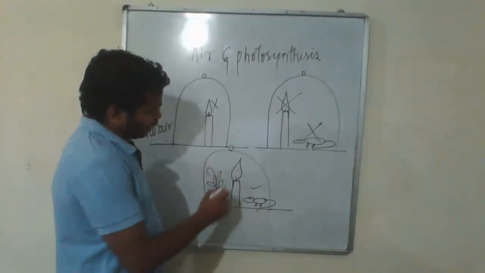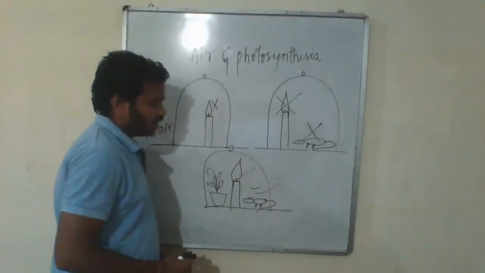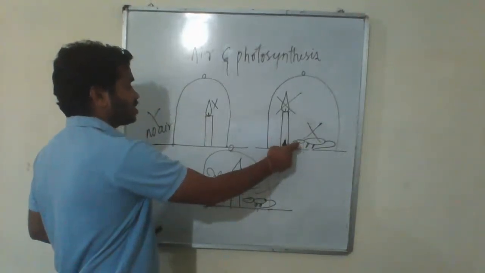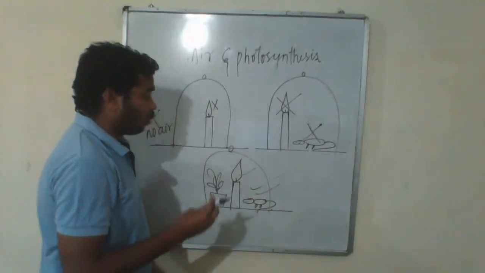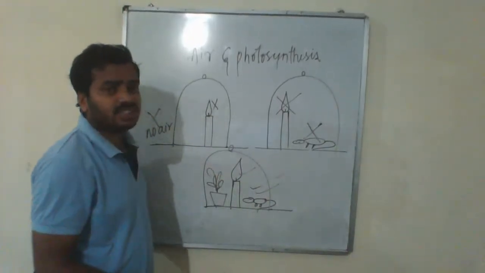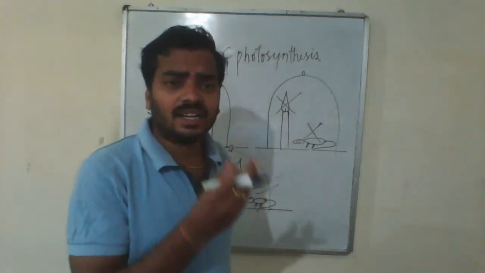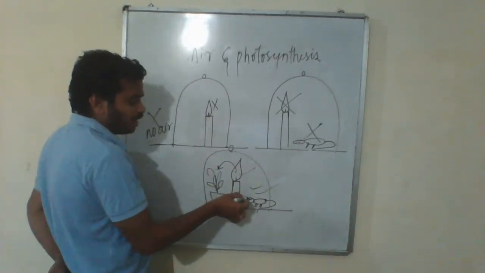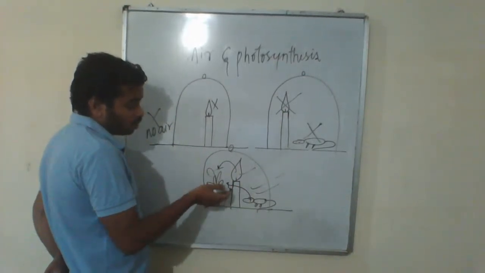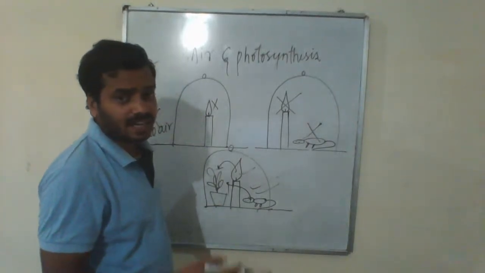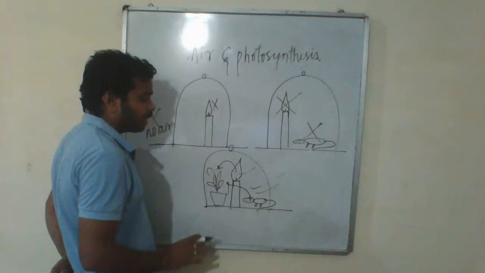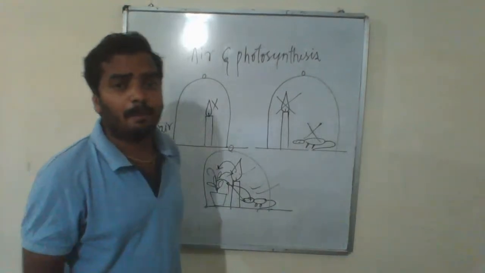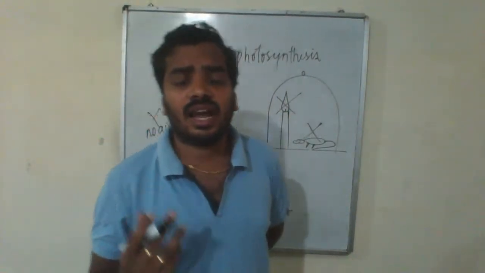Here you see the candle is lit and the mice is also living, whereas in this case the mice got suffocated and the light was put off. Here also the light was put off. What was happening is a gaseous exchange between the candle and the mice. This candle is liberating some gas and this mice is also liberating some gas. Those gases are being used by the mint plant, and the mint plant is also liberating some gases which are useful for the burning of the candle and the life of the mice.